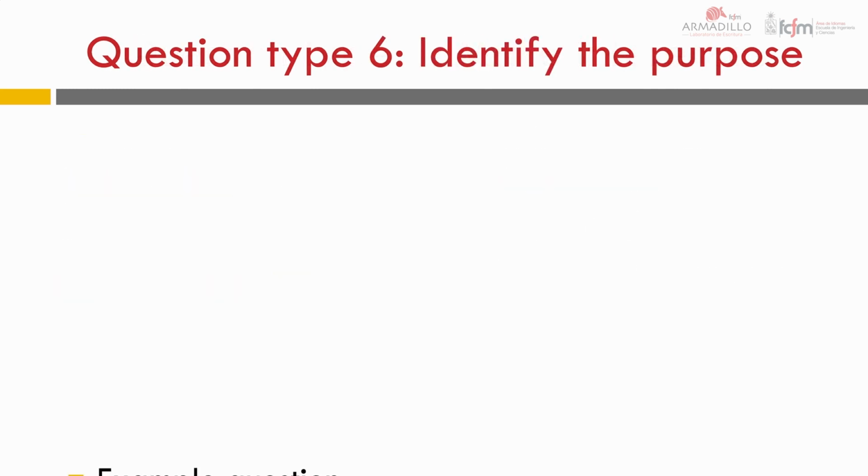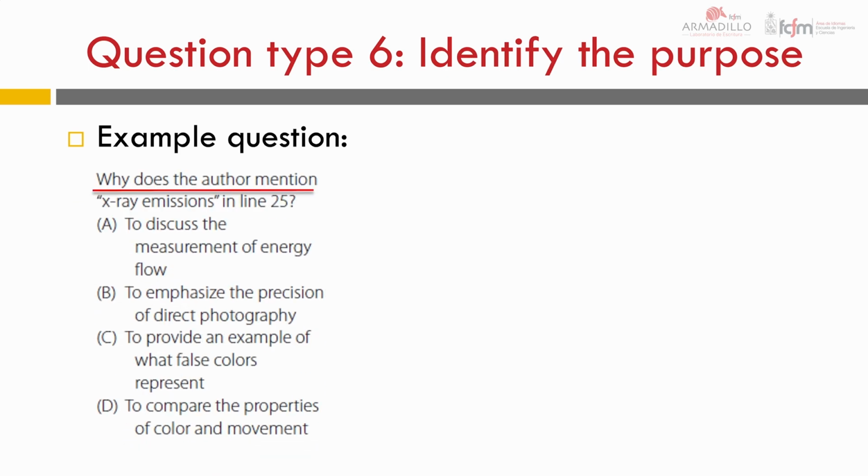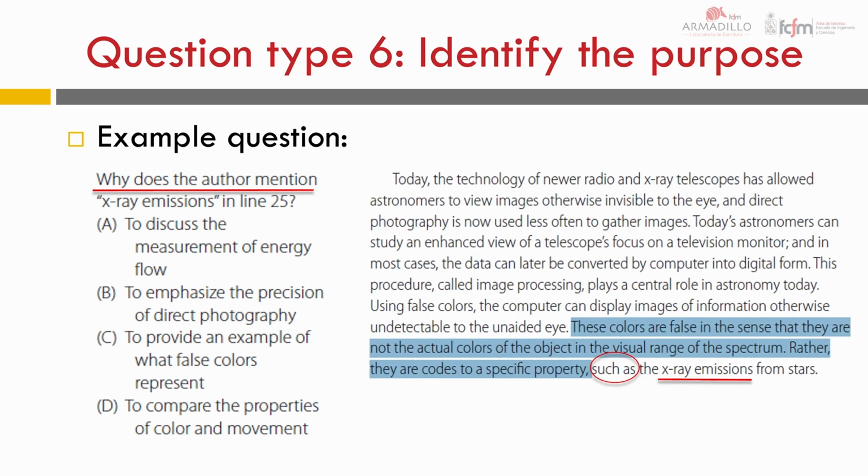Finally, question type 6, identify the purpose. Why does the author mention this word in line 5? What is the purpose of that? You look for the concept, X-ray emissions, you look it up in the paragraphs, and once you find it, you read it in context, you read the sentence where it appears. And because of the connector here, "for instance," you know that this is an example of some kind, which is letter C, to provide an example of what false colors represent. It's a very specific question, this one, so go for the word in the text first.